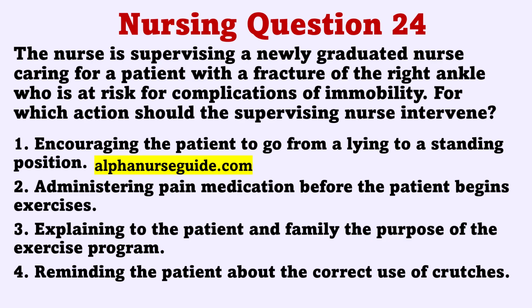The correct answer is 1. Encouraging the patient to go from a lying to a standing position. Rationale. Moving directly from a lying to a standing position does not allow the patient to establish balance. The supervising nurse should instruct the newly graduated nurse about moving the patient from a lying position first, then to a sitting position, and finally to a standing position, which will allow the patient to establish balance before standing. Administering pain medication before the patient begins exercising decreases pain with exercise. Explanations about the purpose of the exercise program and proper use of crutches are appropriate interventions for this patient.